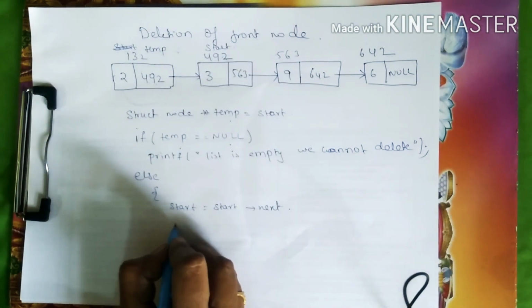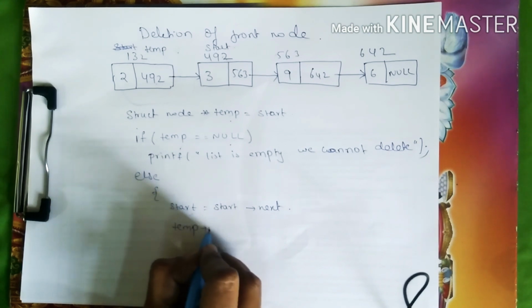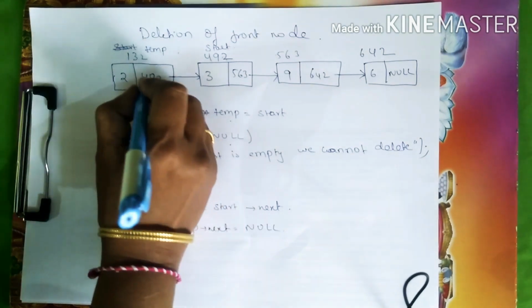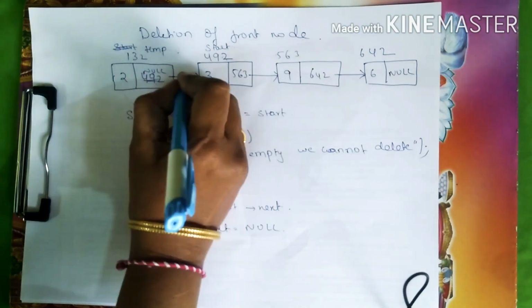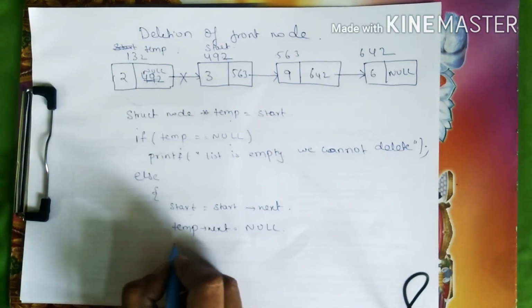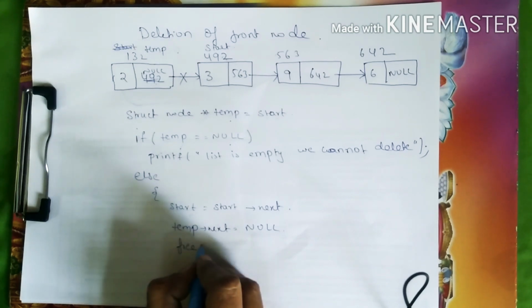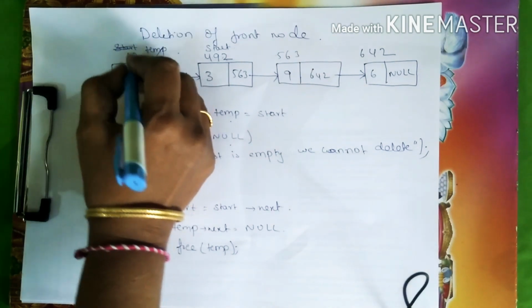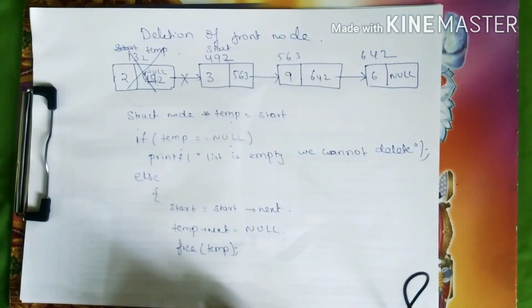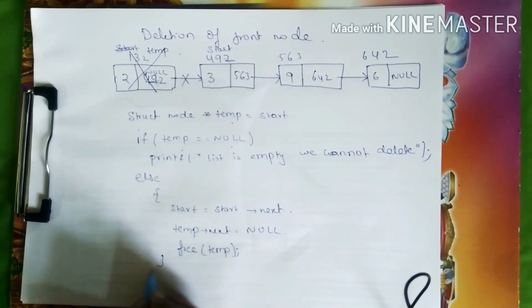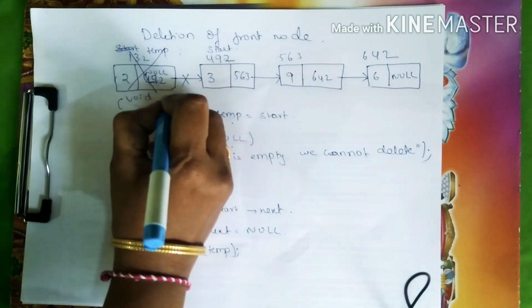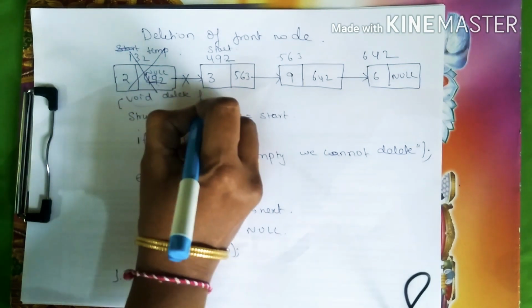And then we say temp next is equal to null. That is, I am storing over here null. It is no more linked. Then I say free temp. When I say free temp, this will be deleted from the memory. Now this first node has been deleted. This is the code for delete front. Okay, void delete front.